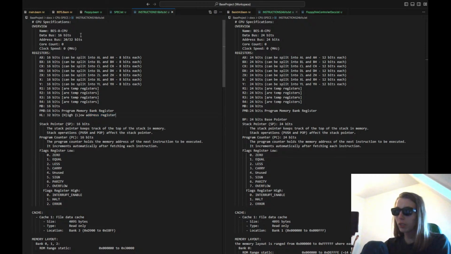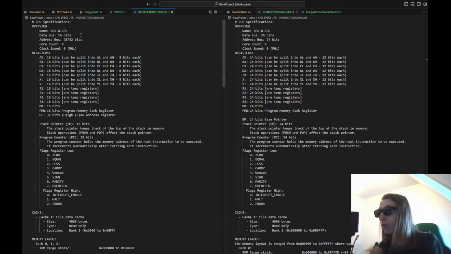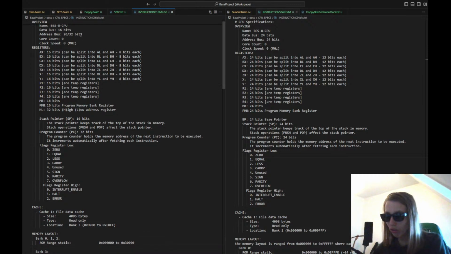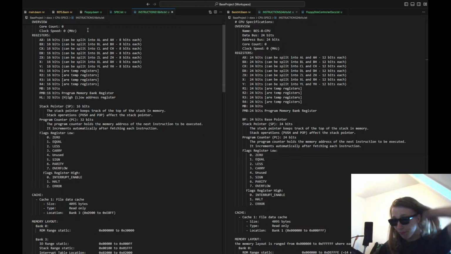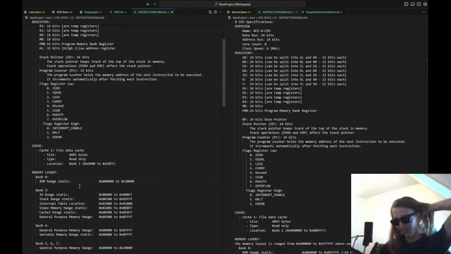We're going to make ourselves an address register, 20 by 32. The reasoning for doing that is mostly so we don't need to waste as many banks on ROM. And actually I'm going to change the banking system a little bit.